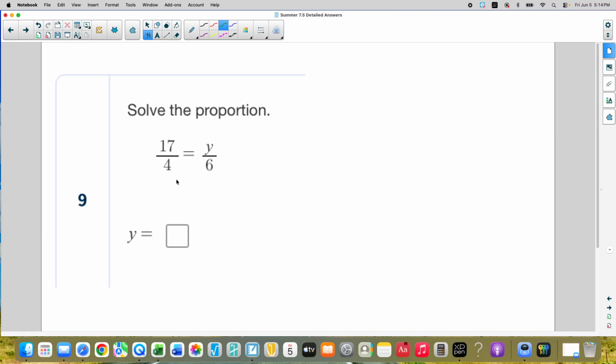This one we wouldn't use proportion. Or you could, but it'll be easier because there's no whole number times 4 that gives you 6. So we're going to use cross product. Cross product will make it a little bit easier to solve it. So 4 times y equals 17 times 6. 4y equals, that's 42, that's 82. 17 times 6 is 82.